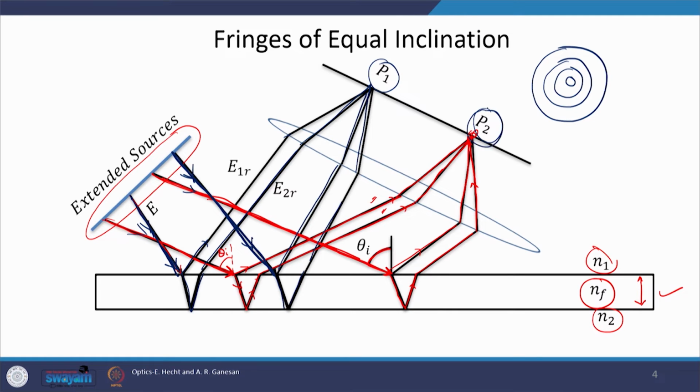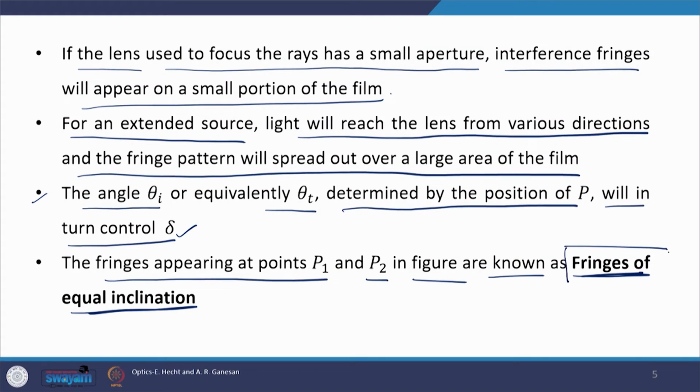Let us go back to the figure. You see this, the red beam is going to point P2, while the blue ones are going to point P1. The red ones are subtending the same angle, therefore, they are getting converged to the same point which is P2, and similarly for the blue. And therefore, the fringes which are obtained in this way are called fringes of equal inclination. The rays which are inclined by the same angle will fall on the same fringe, and therefore, fringes of equal inclination.